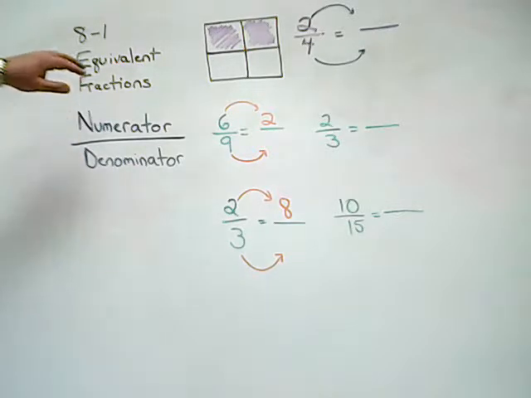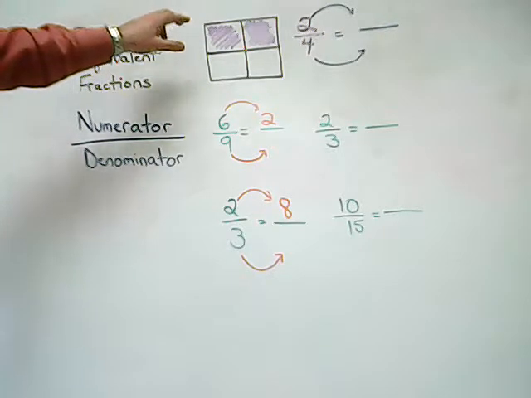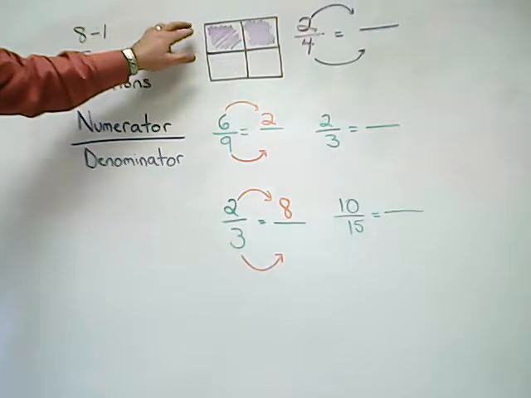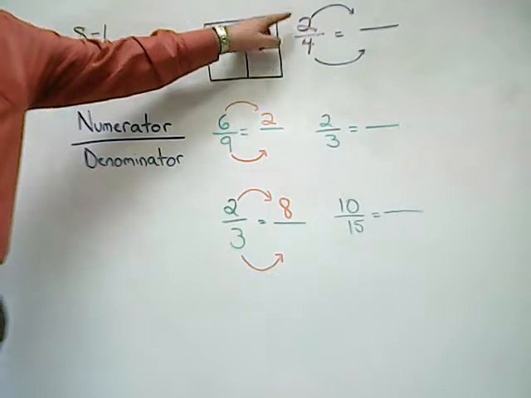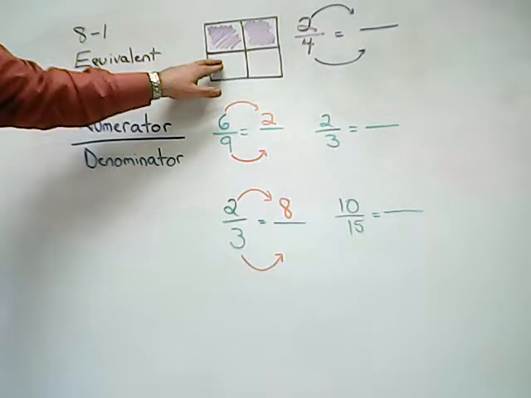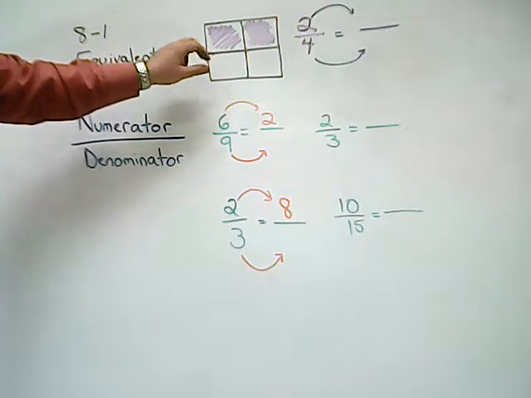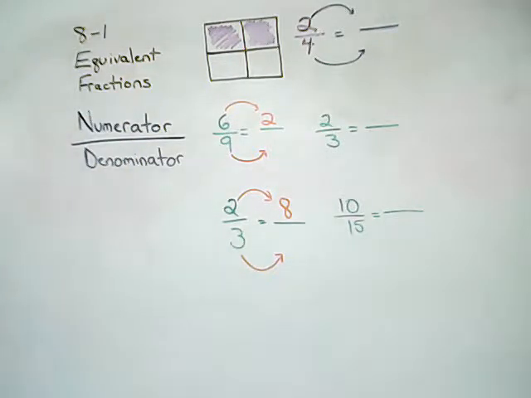For example, I have a figure drawn here. I have two parts of my whole shaded in. My 2 is represented in the numerator. I have 1, 2, 3, 4 total pieces of my square, which is represented in the denominator. We're going to talk about numerators and denominators for chapters 8, 9, 10, and even further along this year.